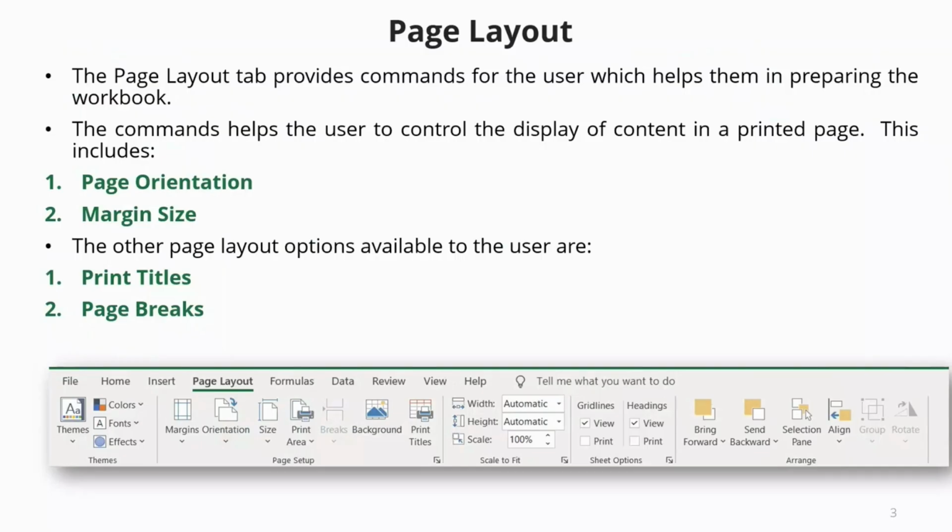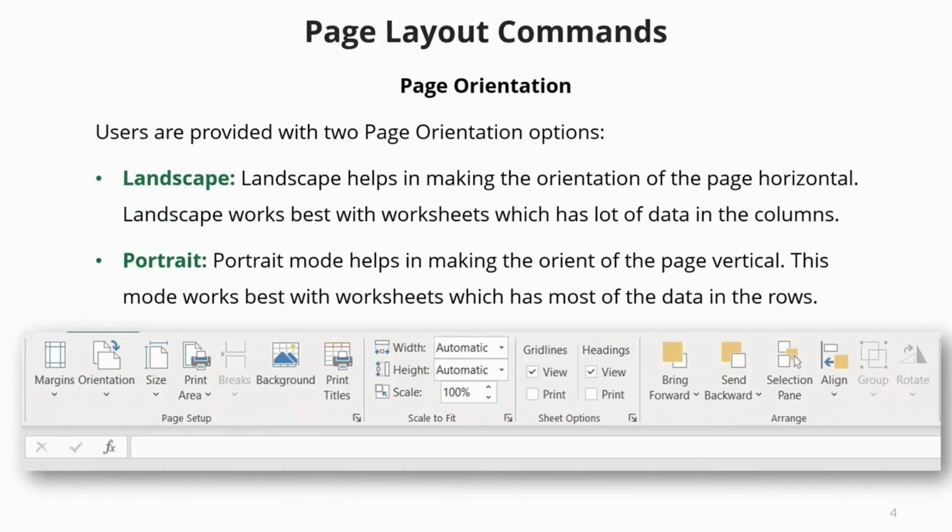The next is page orientation. Now, page orientation is of two types, and we have already learned those two types. One is landscape mode, which makes the page horizontal mostly. If you have a lot of column-based data, then I think landscape is the best thing to use. And portrait is the vertical one, where you have more data in the rows.